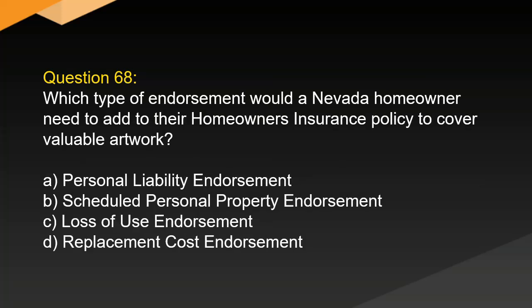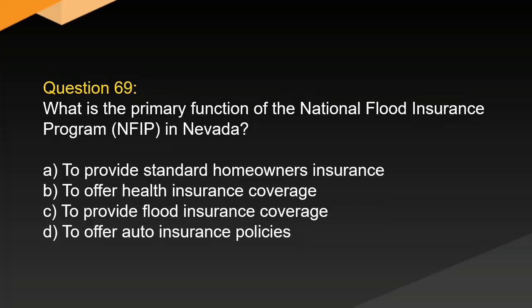Question 68. Which type of endorsement would a Nevada homeowner need to add to their homeowner's insurance policy to cover valuable artwork? A. Personal liability endorsement. B. Scheduled personal property endorsement. C. Loss of use endorsement. D. Replacement cost endorsement.